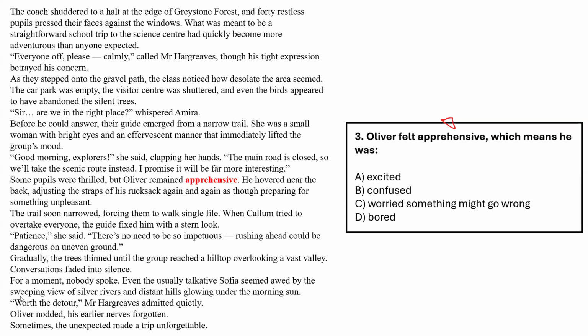But also, here it says some pupils were thrilled, but Oliver remained apprehensive. So we know that we're looking for an antonym, or at least a word that's the opposite, has a different meaning to thrilled. And also it says he hovered near the back. Why would he hover near the back? Why doesn't he want to be at the front? What sort of person might go all the way to the back? Maybe it's the sort of person who doesn't want to be confronted by any dangers first. They want to stay at the back to keep away from it. So yeah, well done, very good. The answer is C. Worried something might go wrong. So apprehensive means nervous.